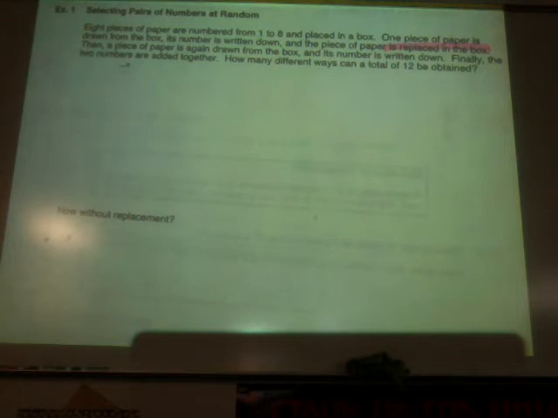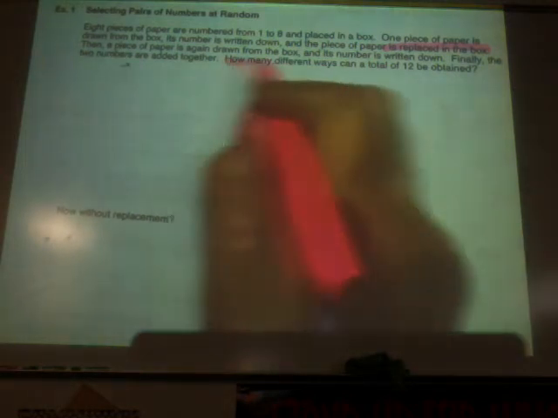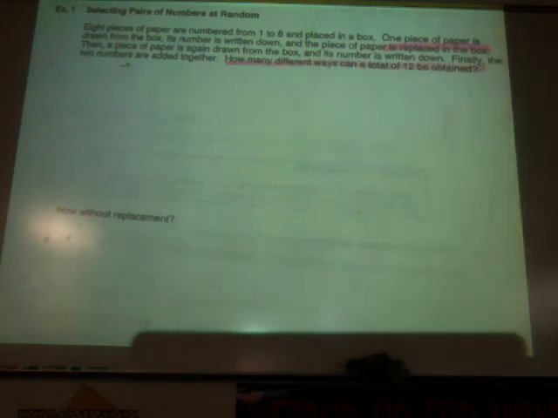So the fact that it's replaced means that it's an independent event. So however many times I take a number out of the box, the denominator, the total sample space available, is not affected. And then it goes on to say, then a piece of paper is again drawn from the box and the number is written down. Finally, the 2 numbers are added together. The question is, how many different ways can a total of 12 be obtained?